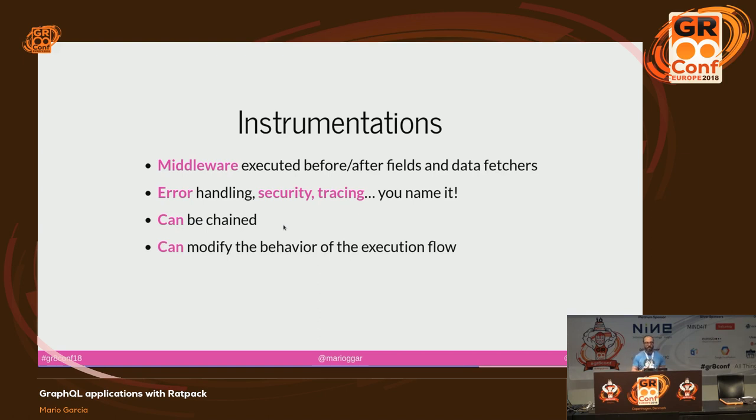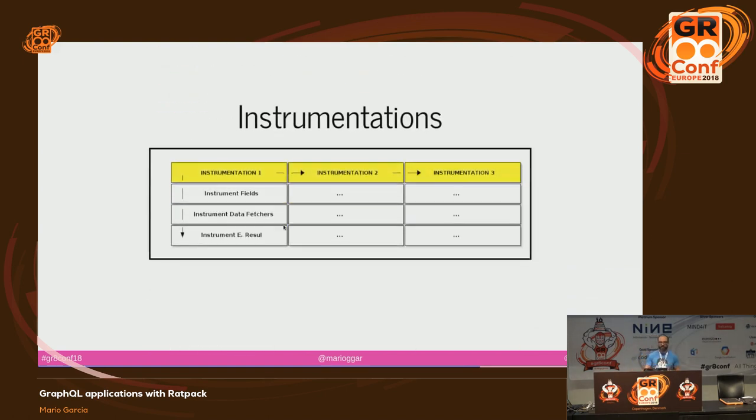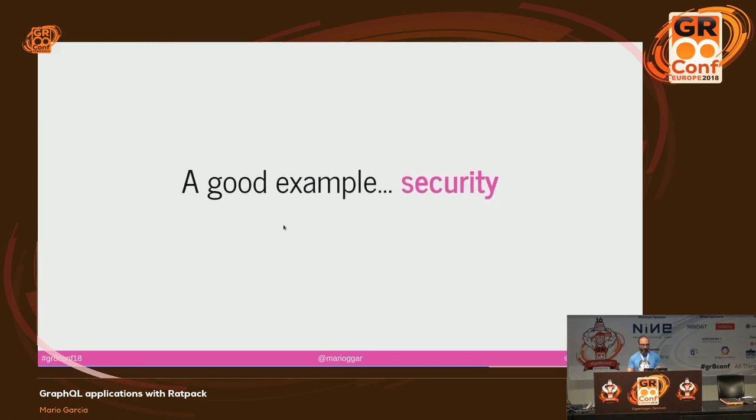Well, what does it mean? Well, that means that in a schema like this, this is a theoretical scenario, if we have three instrumentations, the first one is going to instrument the fields, then the data fetchers, and lastly the results. And then the second instrumentation will take over, and so on and so forth until the last one. A very good example of using instrumentation is security.